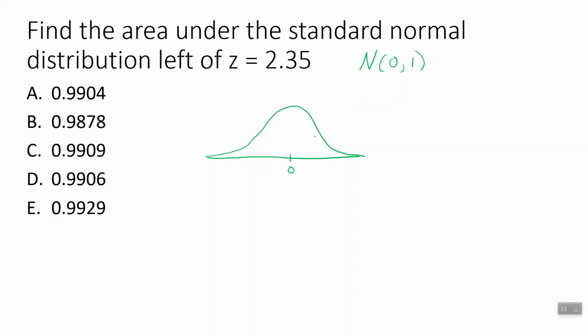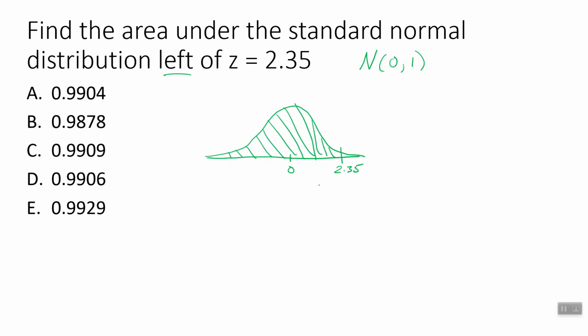We're going to put 0 in the middle. 2.35 is going to be way up here. And we want left. So we're going to shade in down below it, this side over here. I don't shade in all of it, I just draw my little lines to show that it's colored in. You can shade in as much or little as you want to.